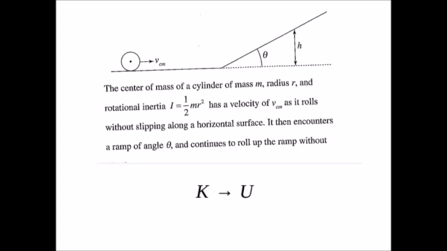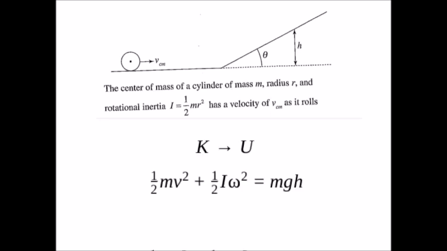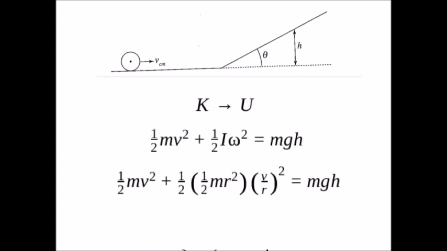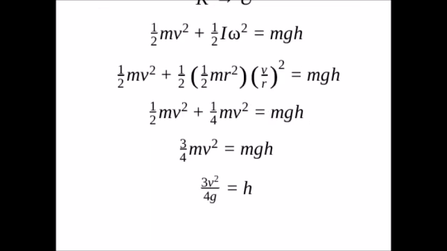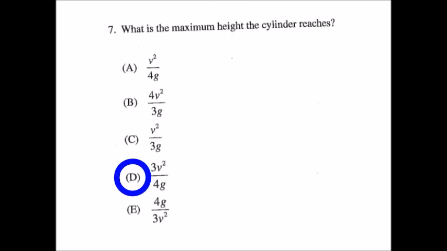Anyway, we have kinetic energy converted into gravitational potential energy. Two types of kinetic energy, the 1/2 mv squared and the 1/2 I omega squared. And 1/2 I omega squared, of course, cleans up very nicely. We have I is 1/2 mr squared and omega, v equals omega r, so omega is equal to v over r, and the r's cancel out and the m's combine, and 1/2 and 1/4 is 3/4. And what were we asking for? Yeah, height. Height is equal to 3v squared over 4g, and that is, as you can see, option D.